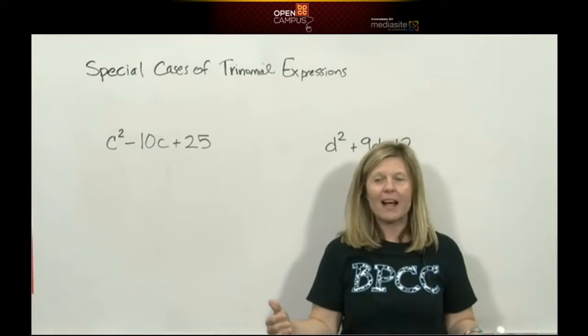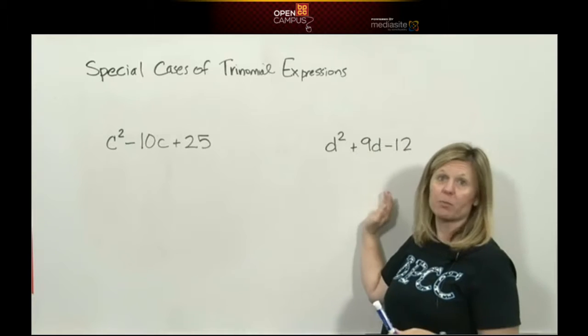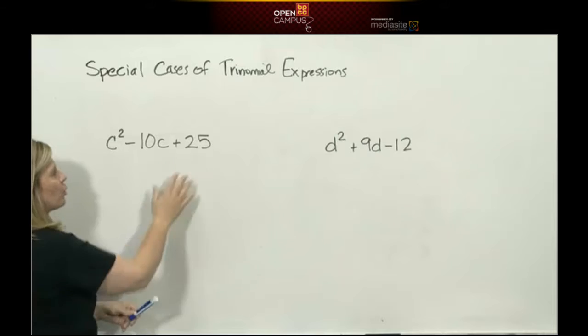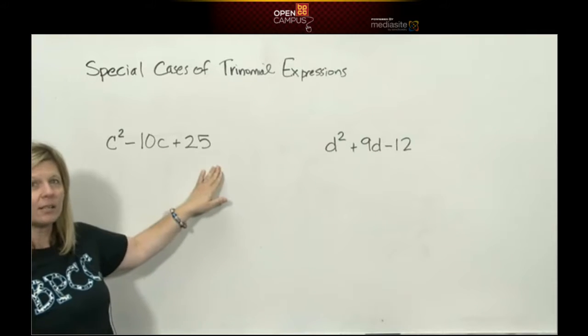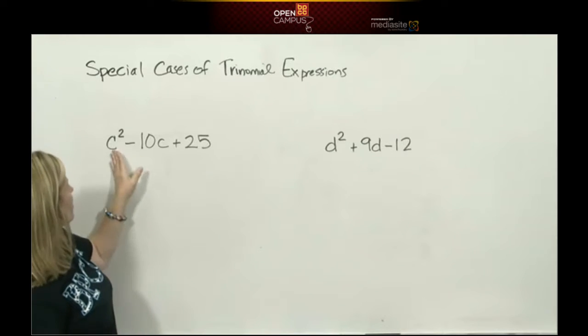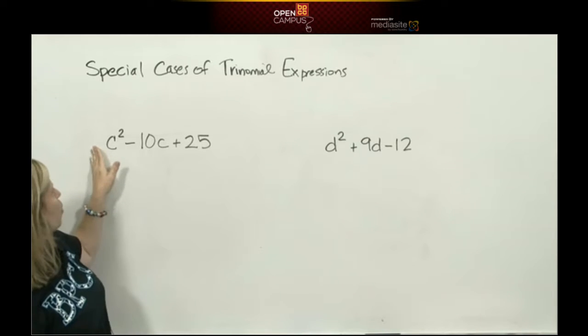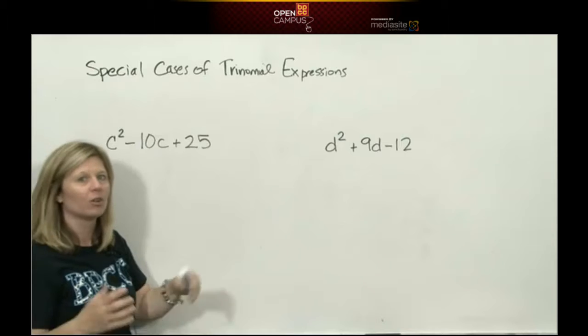All right, we're back to factor more trinomial expressions. So if we look here, we know this is a trinomial. It has 1, 2, 3 terms. We know it's written in the correct descending order. We also know there's nothing in common. All three terms do not have a C, and there's no number that 1, -10, or 25 could all divide by.